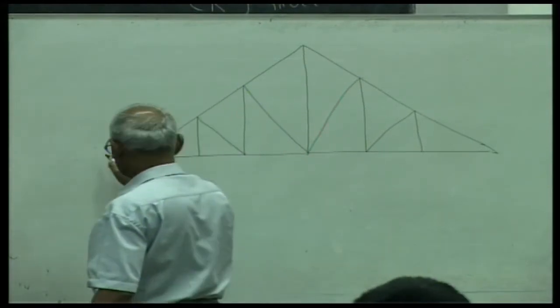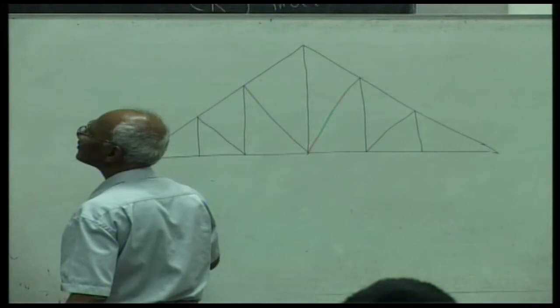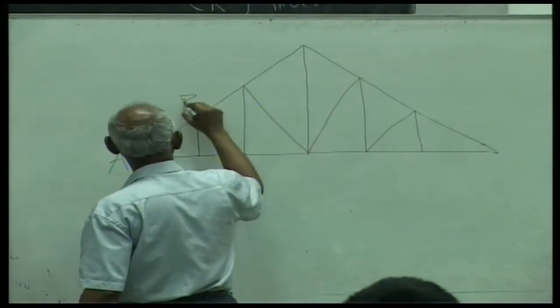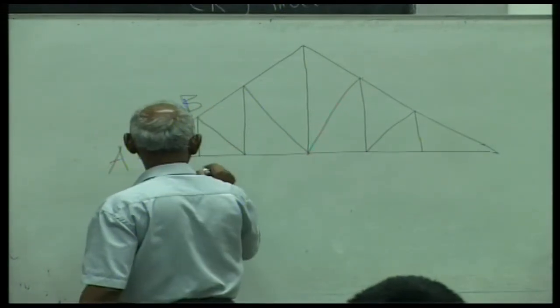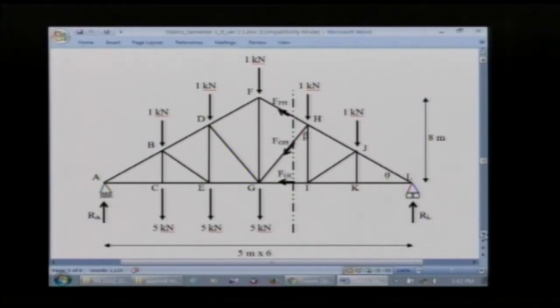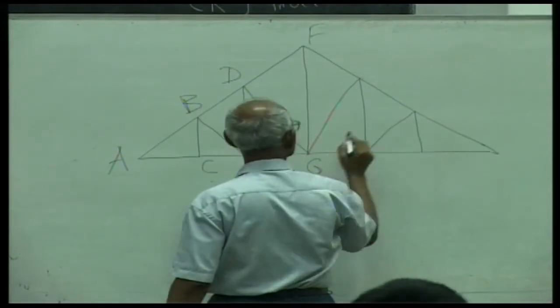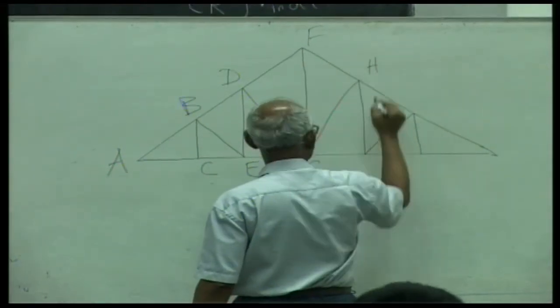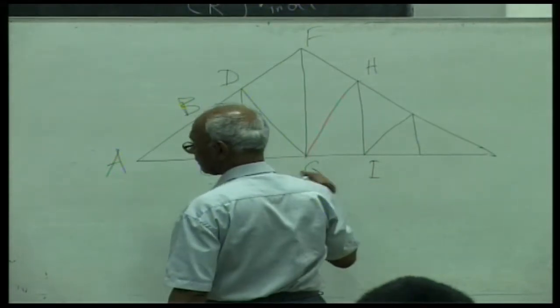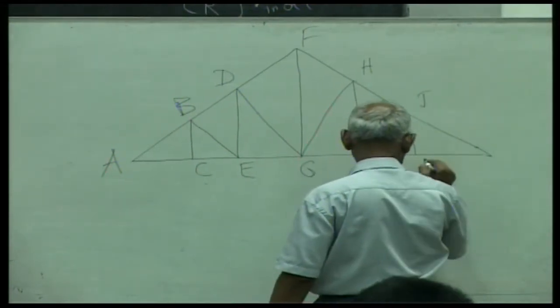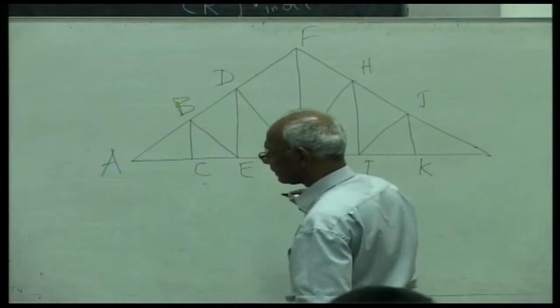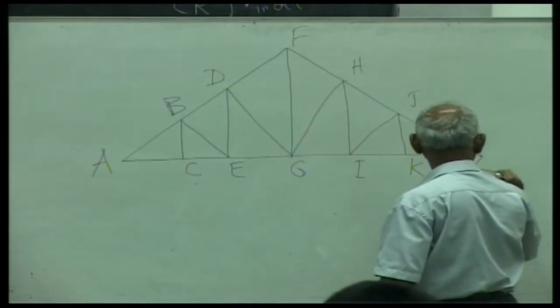So this is A, B, then C, I come down here, D, E, that's the way it's drawn, F, G, H, I, J, K, and here this will be L.